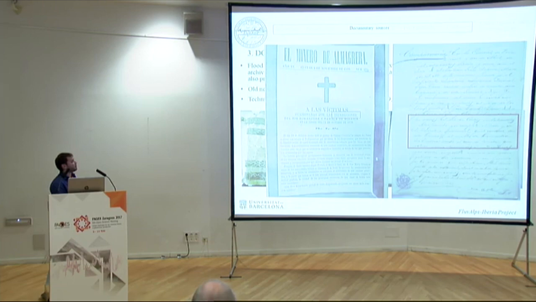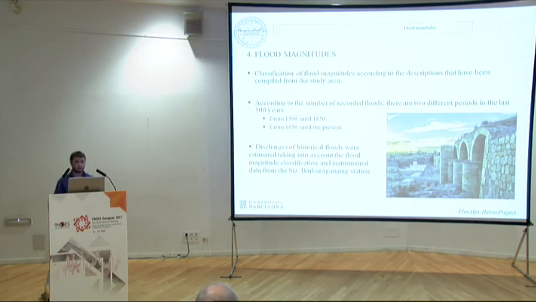This description is from the flood event in 1879. According to flood magnitudes, the classification of flood magnitudes according to the descriptions that have been compiled from the study area in the sediments that I mentioned before. And according to the number of recorded floods, we can divide it in two periods. The first one is from the beginning of the 16th century, when the proceedings started, and finishes in 1850, more or less, when the local newspapers start.